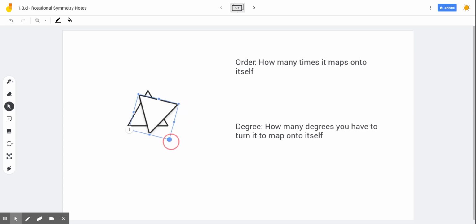And I could rotate it again and it'll line up. Not quite perfect, but. And then if I rotate it all the way around back to where I started, so there were three positions, I could put that triangle in where it mapped onto itself.